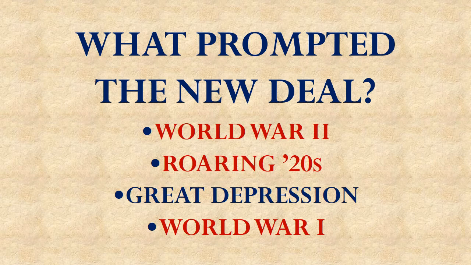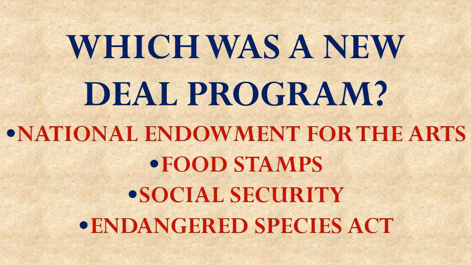The New Deal was prompted by the economic despair of the Great Depression, which then caused people to turn to the national government looking for help. Which was a New Deal program? The National Endowment for the Arts, food stamps, Social Security, or the Endangered Species Act? It was Social Security. Those other programs were part of Lyndon Johnson's Great Society.